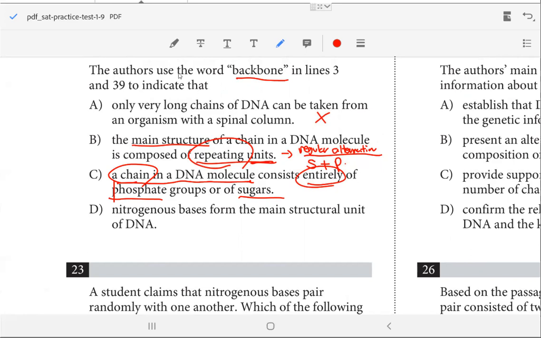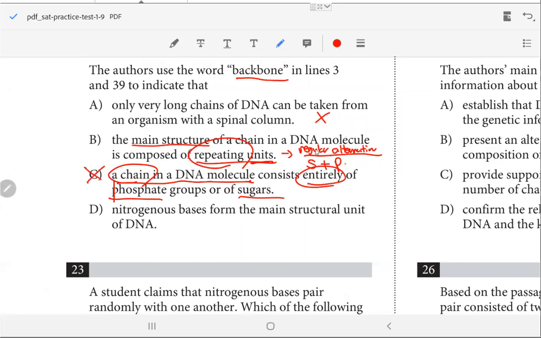이해되시죠? 네, 그러니까 question is asking about what are the backbones? Backbone. What is the backbone? All right? So backbone consists of phosphate groups and the sugar. But the answer is saying a chain, not just the backbone, a chain in a DNA molecule consists entirely. So this is wrong. Okay? So very, very good, bad answer.